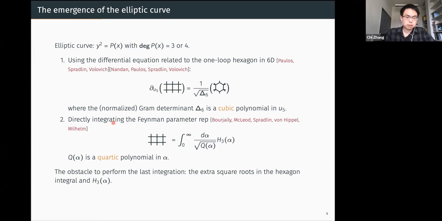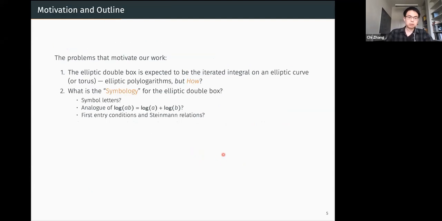Another way to show that is direct integration in the Feynman parameter representation. Then all Feynman parameters but one can be integrated out, and it gives a weight-3 polylog divided by a quartic polynomial. Again, this quartic polynomial shows that there is an elliptic curve. So the obstacle to performing the last integration in both cases is that, apart from these elliptic curves, there are also square roots in the appearing polylogs. This is the first motivation for our work. Could we get rid of this elliptic curve?